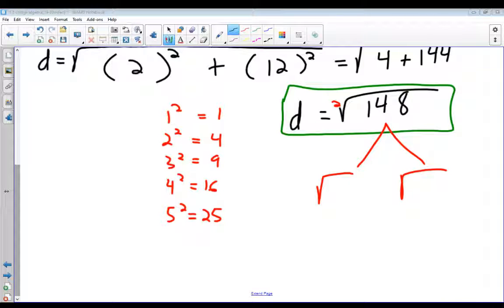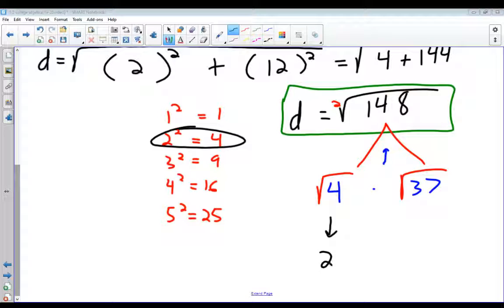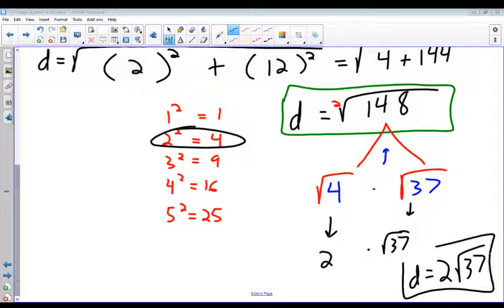And after some experimenting, you'll realize that 4 can help us out. Because 4 times 37 does turn out to equal 148. So this is how you would split it up. And then simplify from there. Square root of 4 is 2. And 37 turns out to be a prime number, so you actually can't break that down anymore. So then for your final answer, your distance would be 2 times the square root of 37.